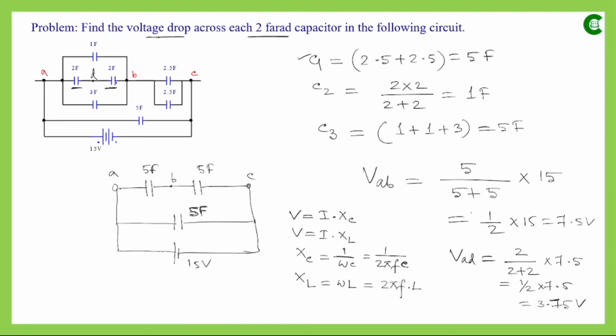And again, since this time in this series connection each capacitor has the same value, without using this formula we can say that across AB the voltage drop is 7.5, and since these two capacitors have the same value, across each capacitor half of this voltage will be dropped. So this time it will be 3.75.